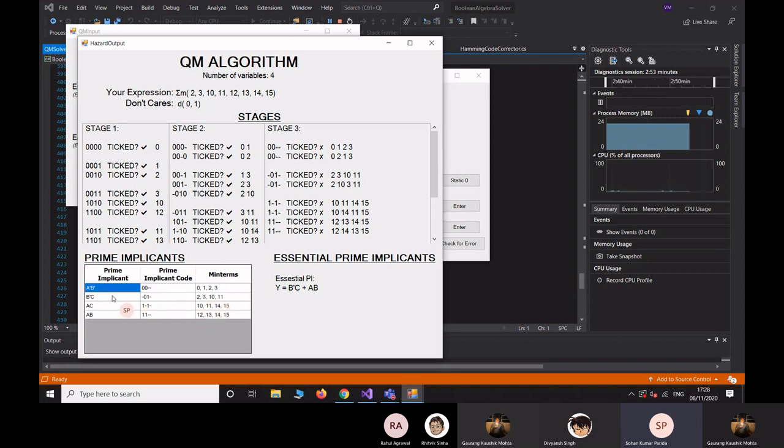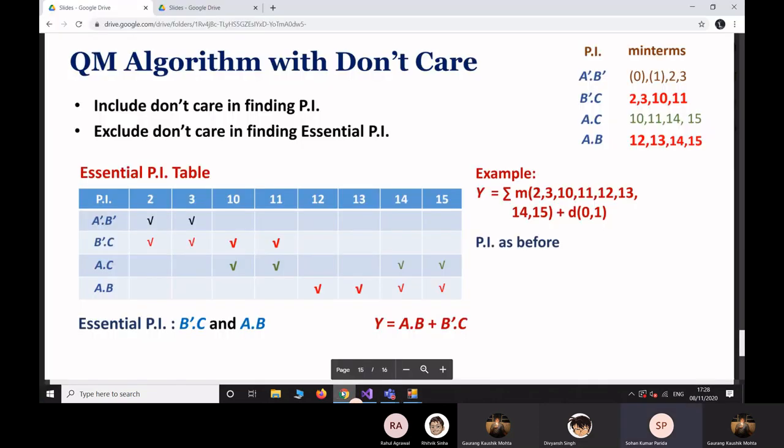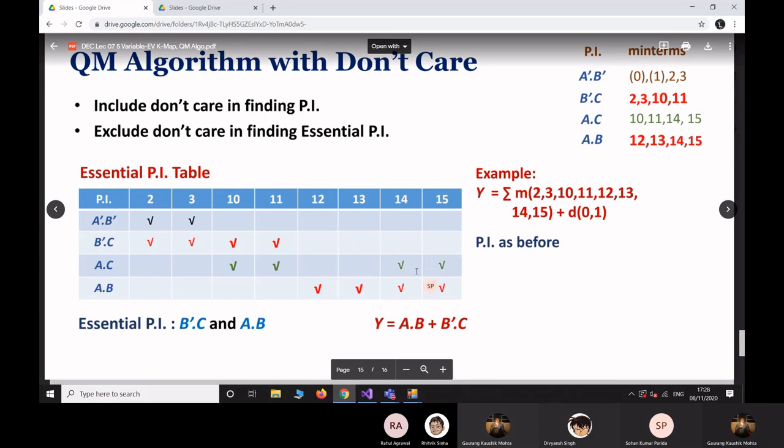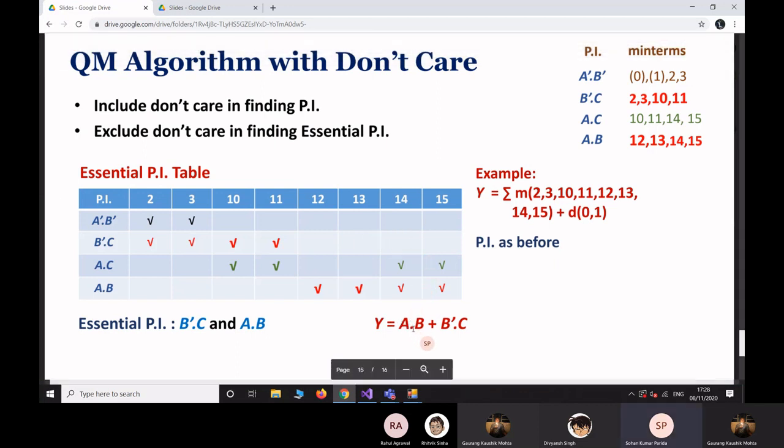We can see that using only B dash C and AB, we can cover all the min terms 2, 3, 10, 11, 12, 13, 14, and 15. Thus, they form the expression of our function. We have taken this example from your slides, so you can see the answer is correct. Y is A B plus B dash C.